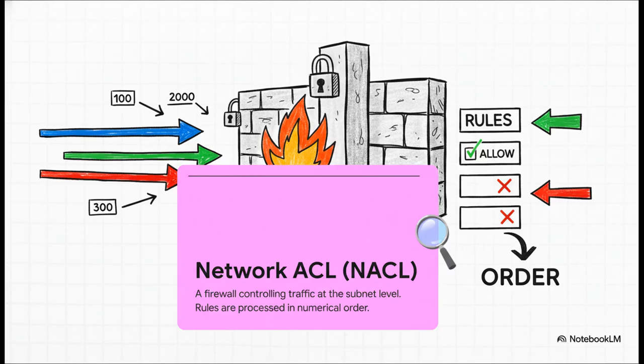And here's the absolute most important thing to remember about them. The rules are processed in order. It starts with the lowest number and works its way up. The very first rule that matches the traffic wins. That's it, game over. The NACL stops looking right there. This rule order is everything.